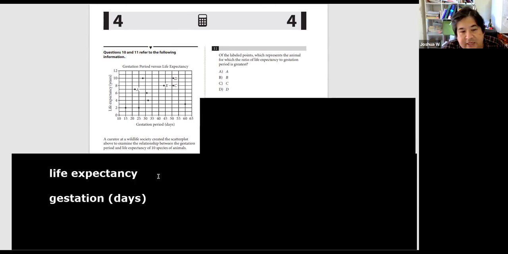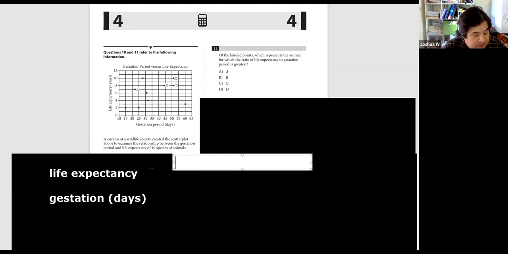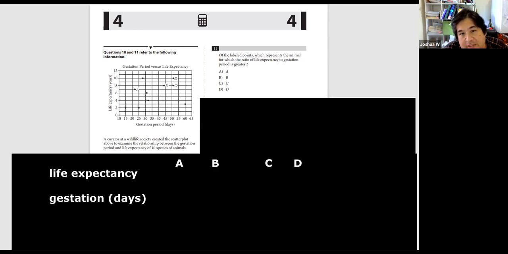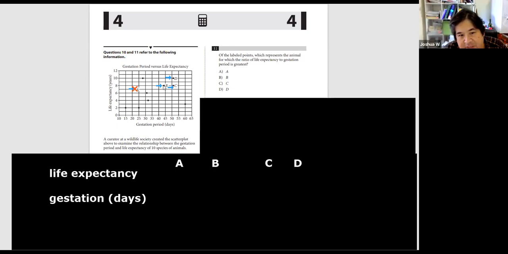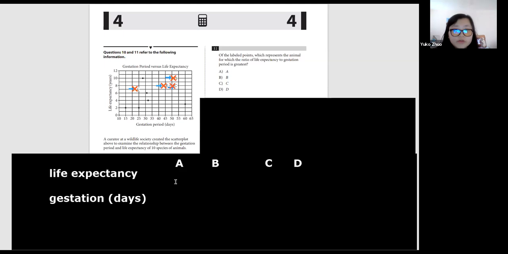Okay, so for these animals, there's 4 of them: animal A, B, C, and D. So what are the coordinates here for animal A? It looks like you're going to have an estimate because they're not on the lattice points. So here's animal A. About how many days did it take from zygote to embryo to newborn? How many days did that take? For A, it's about 22.